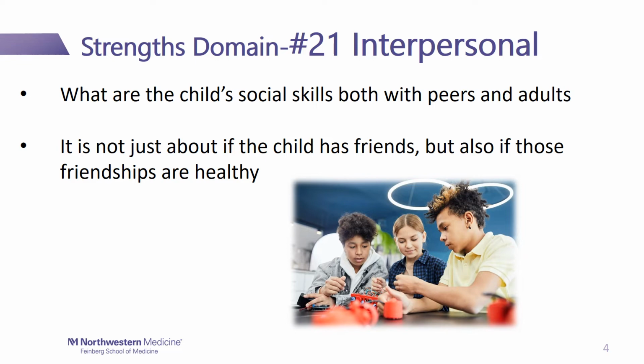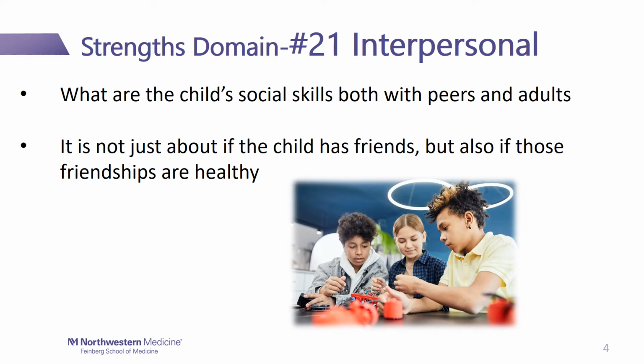Number 21, interpersonal. This item is rating a child's social skills, both with peers and adults, and if they are able to facilitate healthy relationships. Looking at the scoring on this item, a 0 again is a significant strength. The child is friendly and has close, healthy friendships.